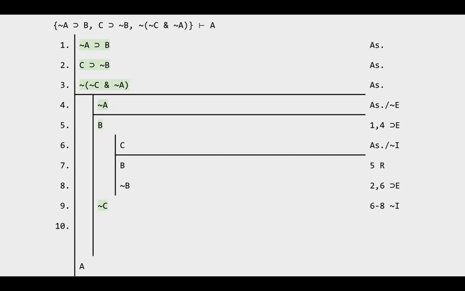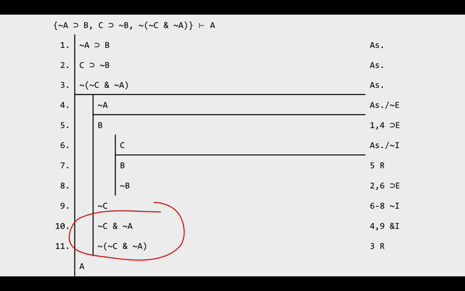Here is a little tip. Do you see the contradiction now? Line 10 is simply a conjunction, right? 4 and 9. It turns out line 10 already appears elsewhere in this derivation, but as a negation. Notice that line 3, which I'm reiterating here in line 11, it just is line 10 negated. Make sure you can see that right there. That simply is Q and not Q.